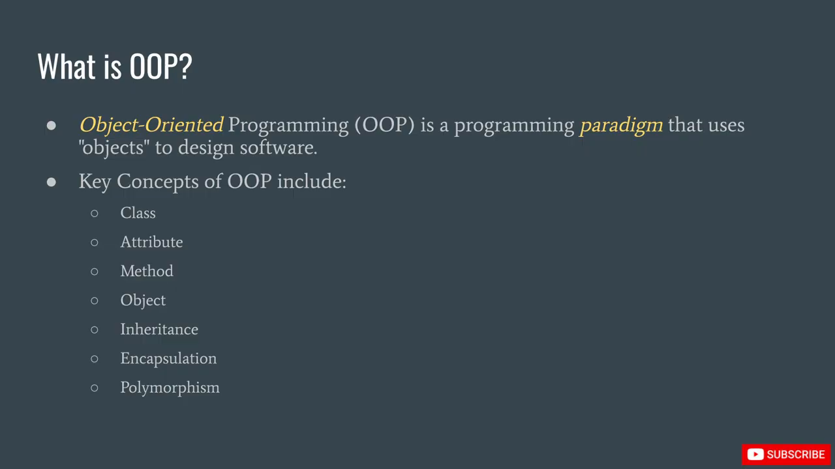Then, there's inheritance, where one class can inherit attributes and methods from another, encapsulation, which is the principle of bundling data with the methods that operate on it, and polymorphism, allowing methods to be used in different ways across different classes.